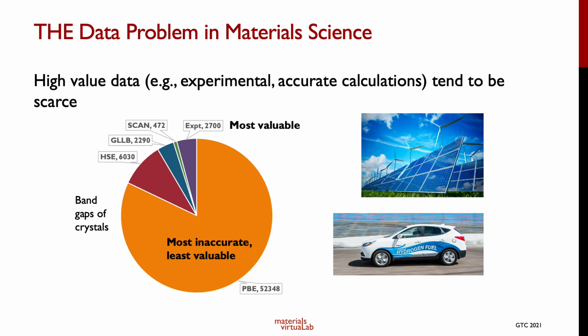Conversely, there are more accurate methods that you can use to calculate the band gap. So things like, for example, what is known as the HSE functional. There's also other methods, for example, the GLLB and SCAN functionals. And of course, you can also measure the band gap of a material directly in experiments. Now, what you notice immediately is that all those data sets, the high value data, which are the accurate calculations and the experimental data, are about an order of magnitude or more smaller than your least accurate data, right?